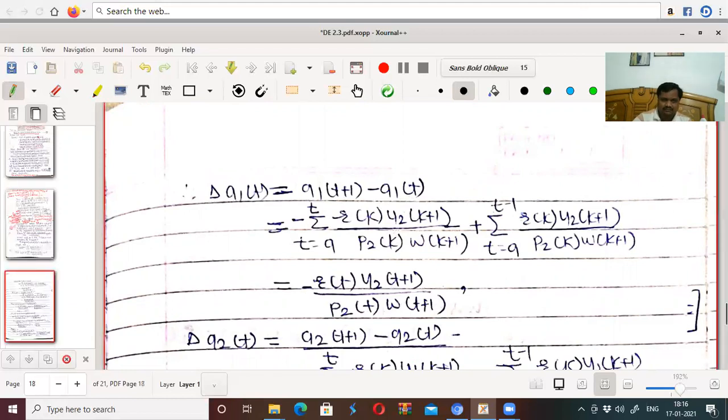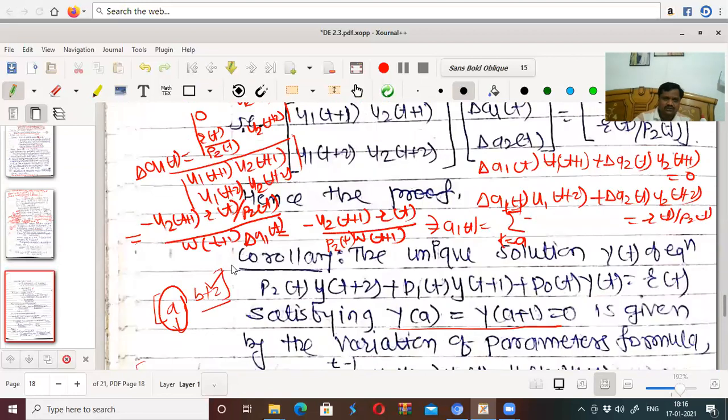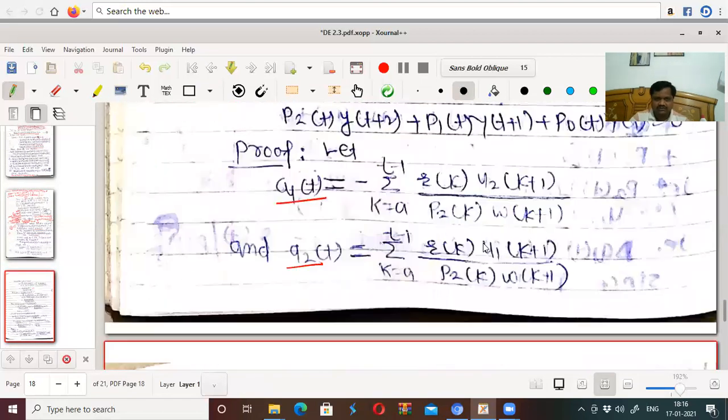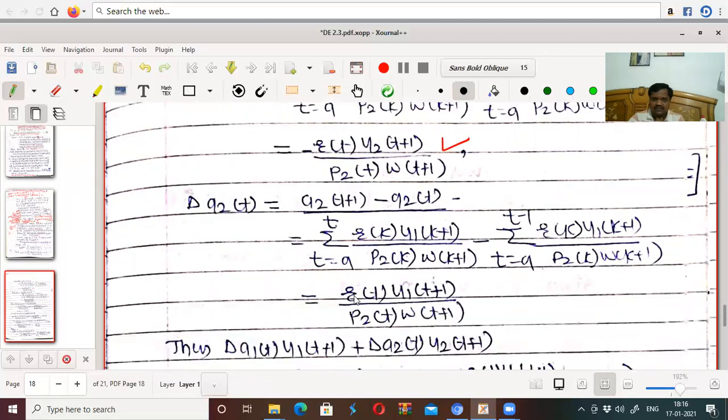See there, which is this one. You already found this. No need to obtain. This is your delta a1t. This is your delta a2t. So delta a1t is minus rt u2t plus 1 upon p2t w of t plus 1. Delta a2t is rt u1t plus 1 upon p2t w of t plus 1.